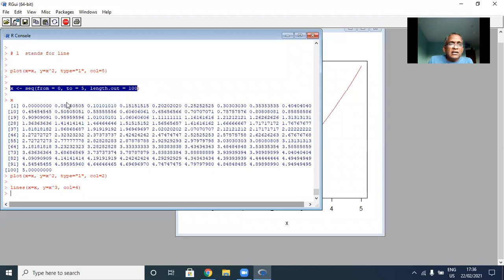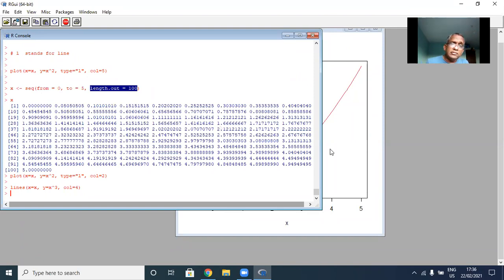All right, the space between numbers has to be equal. So if you say length.out equal to 100, then there are 100 numbers between 0 and 5, and the distance between any two consecutive numbers must be equal. Is that what you're asking? They must be equally spaced between 0 and 5, but there must be 100 numbers, right?